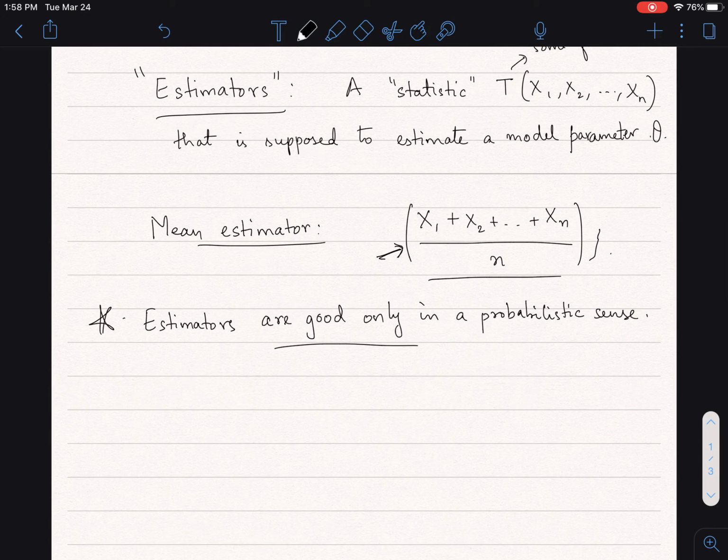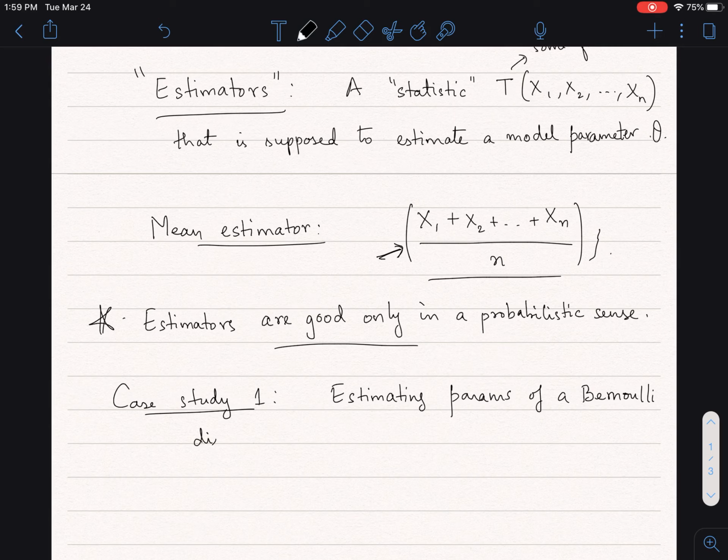Okay, so without further ado, let me not go into the definitions of bias and variance right away, but let's take the first case study. Okay, so case study 1, estimating parameters of a Bernoulli distribution.